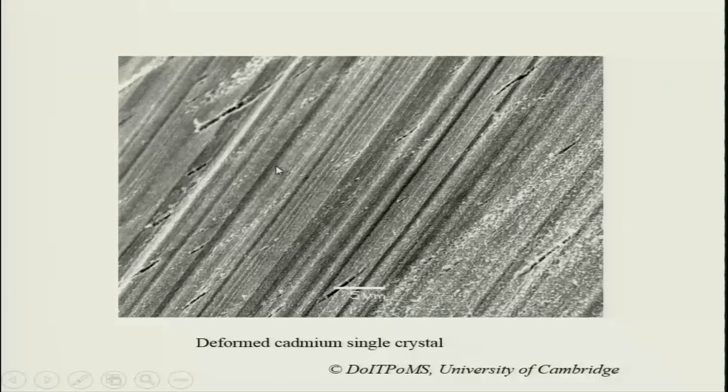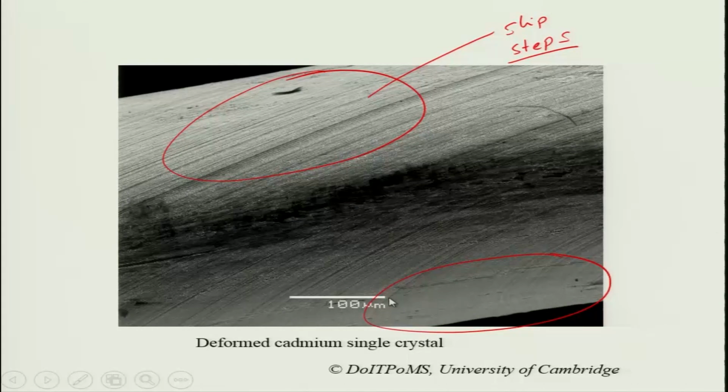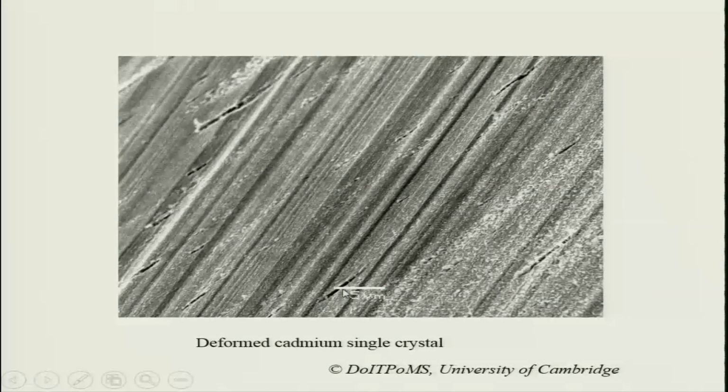If you look at it microscopically at a higher magnification, here the scale bar is 100 micron. Now if you increase the magnification, reducing the scale bar to 5 micron, you can see that these are the microscopic steps that you form on the surface of the sample. So this is what, microscopically speaking, the slip phenomenon is.